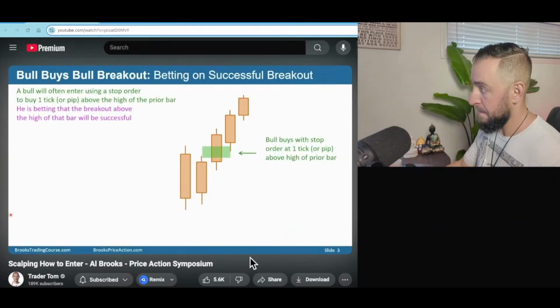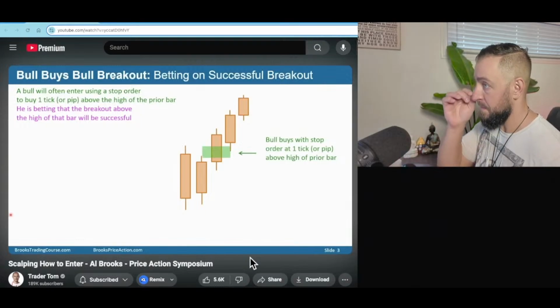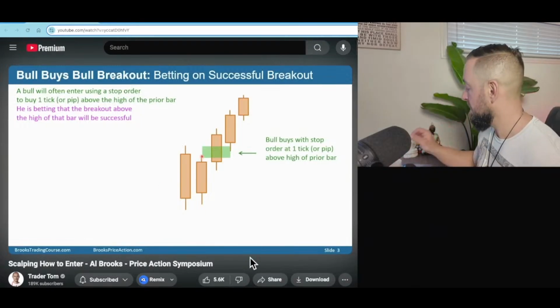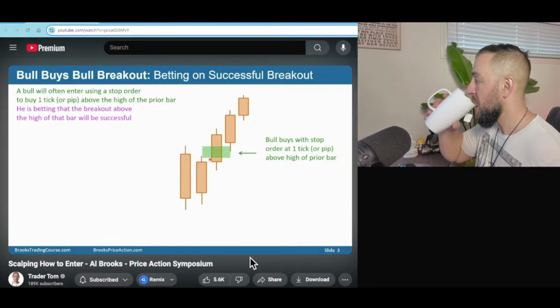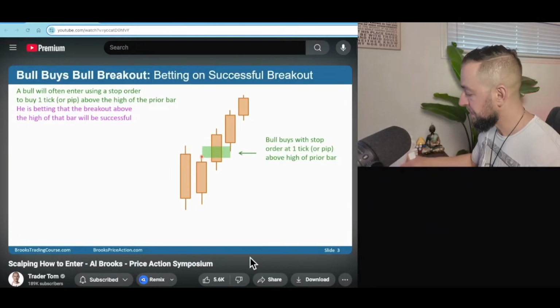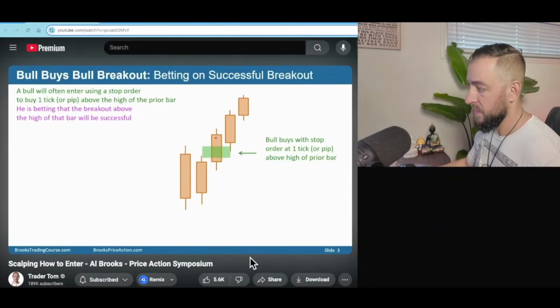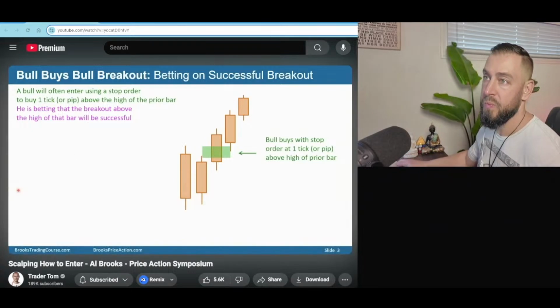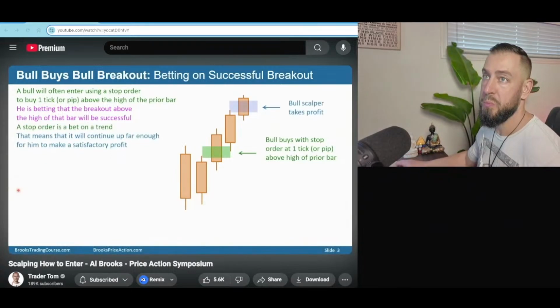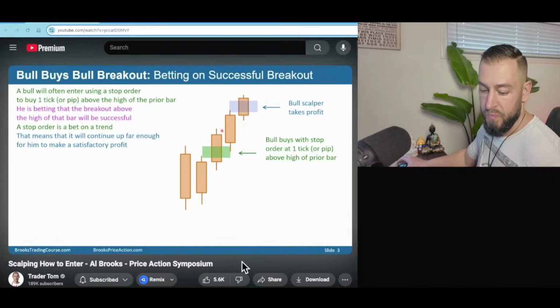He'll place an order to buy 1 tick, or if it's a Forex market, 1 pip above the high of the prior bar. This bar has a high below that bar, so it's a pullback. He's buying as the market goes above the high of this bar. So the market's breaking out above this bar. He's hoping the breakout will continue into a trend. A stop order is a bet on a trend. You're hoping that the market will continue up far enough so that you can take a profit. For example, if you buy here, you might take profits here if you're a scalper.